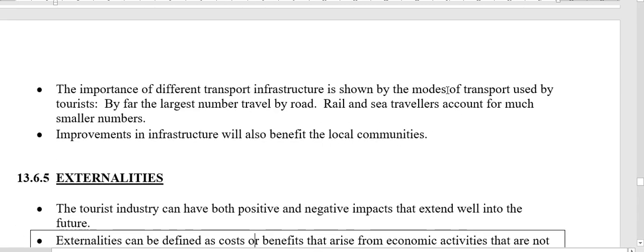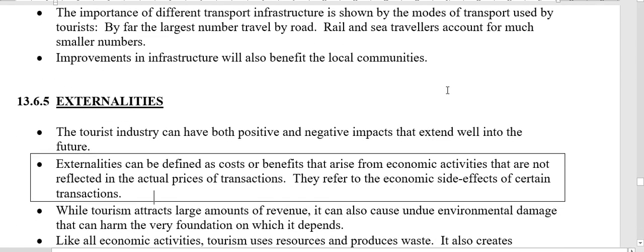And then the importance of different transport infrastructure is also shown by the different modes of transport used by different tourists. By far, the largest number of tourists will travel by road within the country. Within the country, people travel by road. So a road network is extremely important. Rail and sea travelers, that's a lot smaller. The numbers are really much smaller.